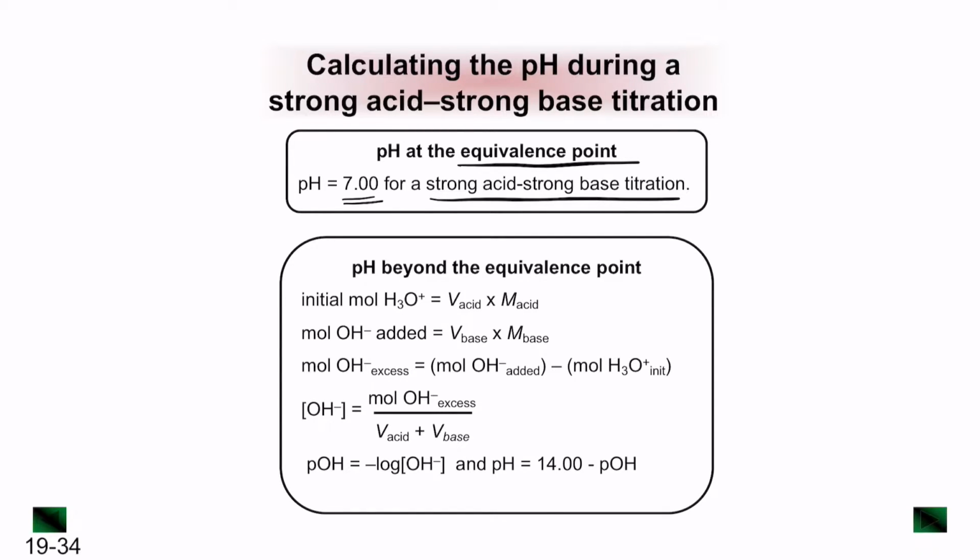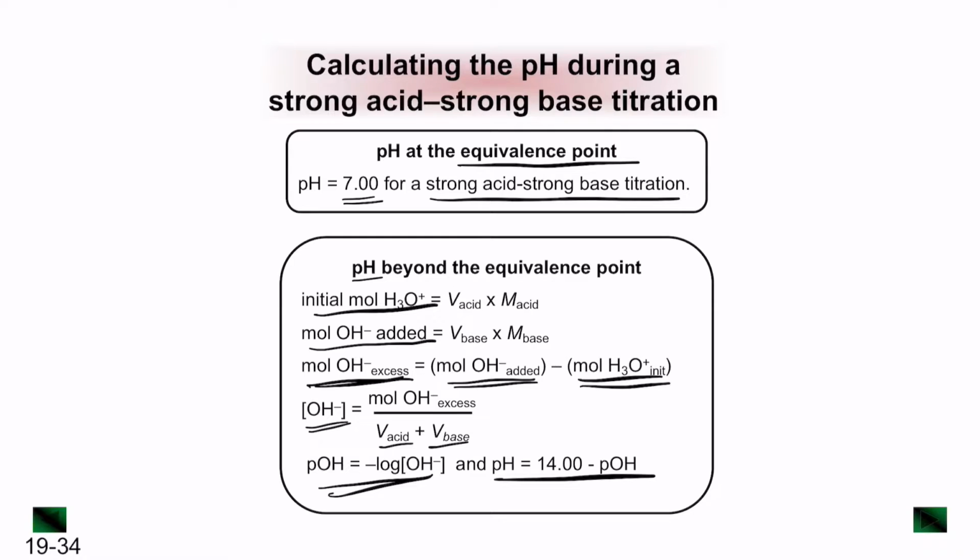Now beyond the equivalence point, once you cross it, how do you calculate the pH? We already have the initial amount of H3O+ and we calculate the added amount of OH-. Remember that when we exceed the equivalence point, we are adding excess NaOH, which is found by using the added OH- minus the initial H3O+. So we calculate the pOH from the OH- concentration, which is the number of moles of excess OH- over the volume of the acid plus the volume of the base, which gives you pOH. And finally we can find pH using the formula 14 minus pOH.